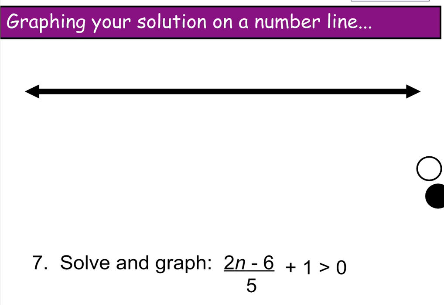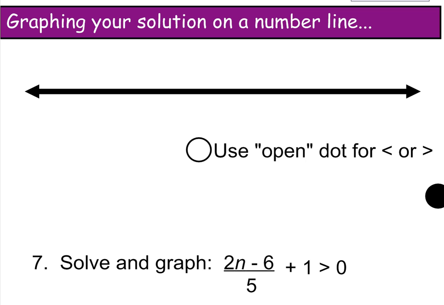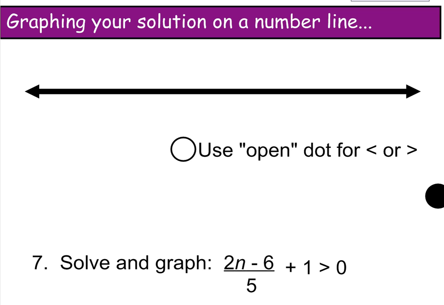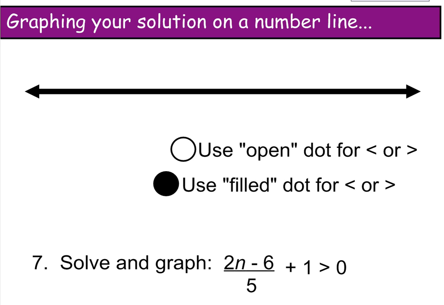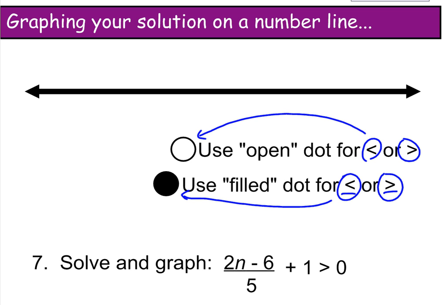So let's take a look here. 2n minus 6 divided by 5 plus 1 equals 0. Use an open dot for less than or greater than. Use a filled dot or a closed dot for less than or equal to or greater than or equal to. Make sure if it's one of these, it's a filled dot. If it's just these, then it's an open dot.